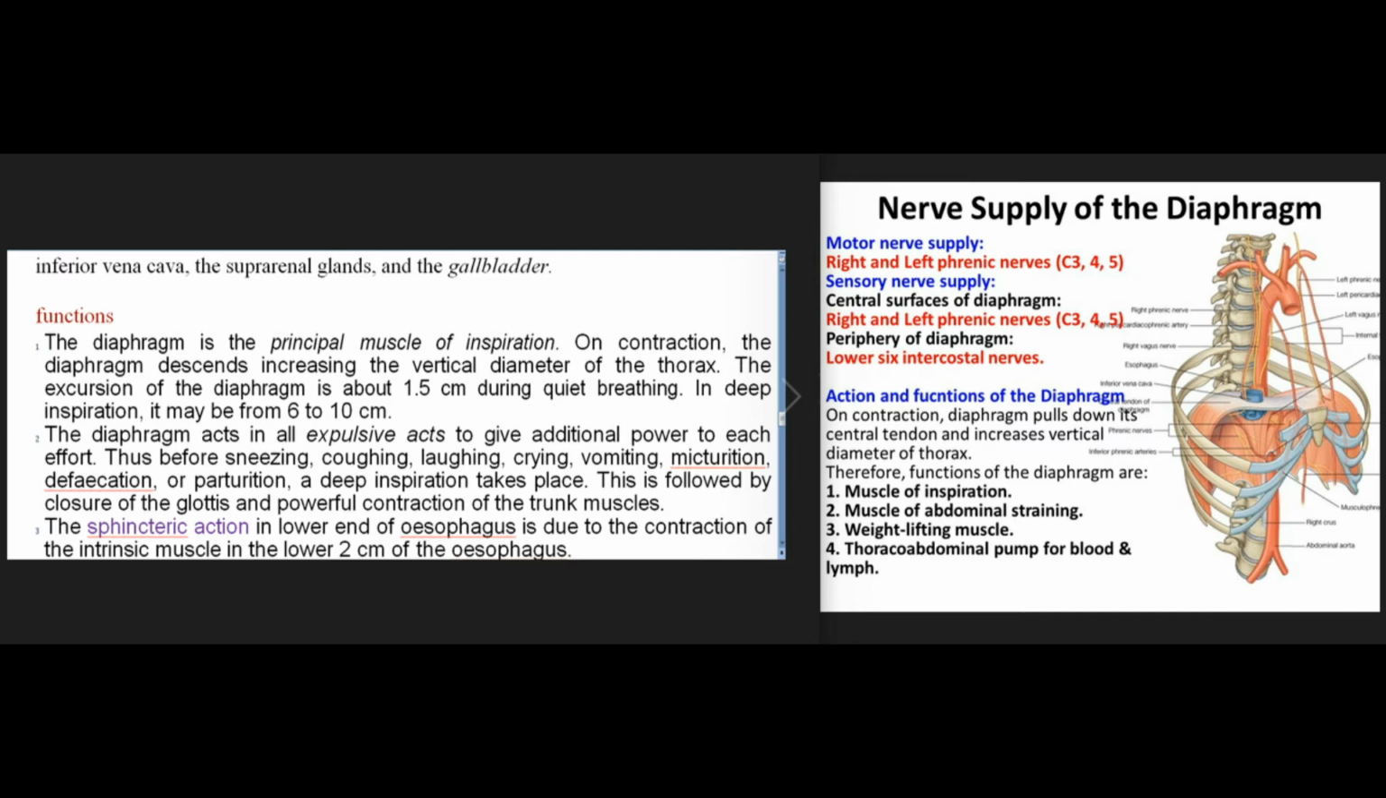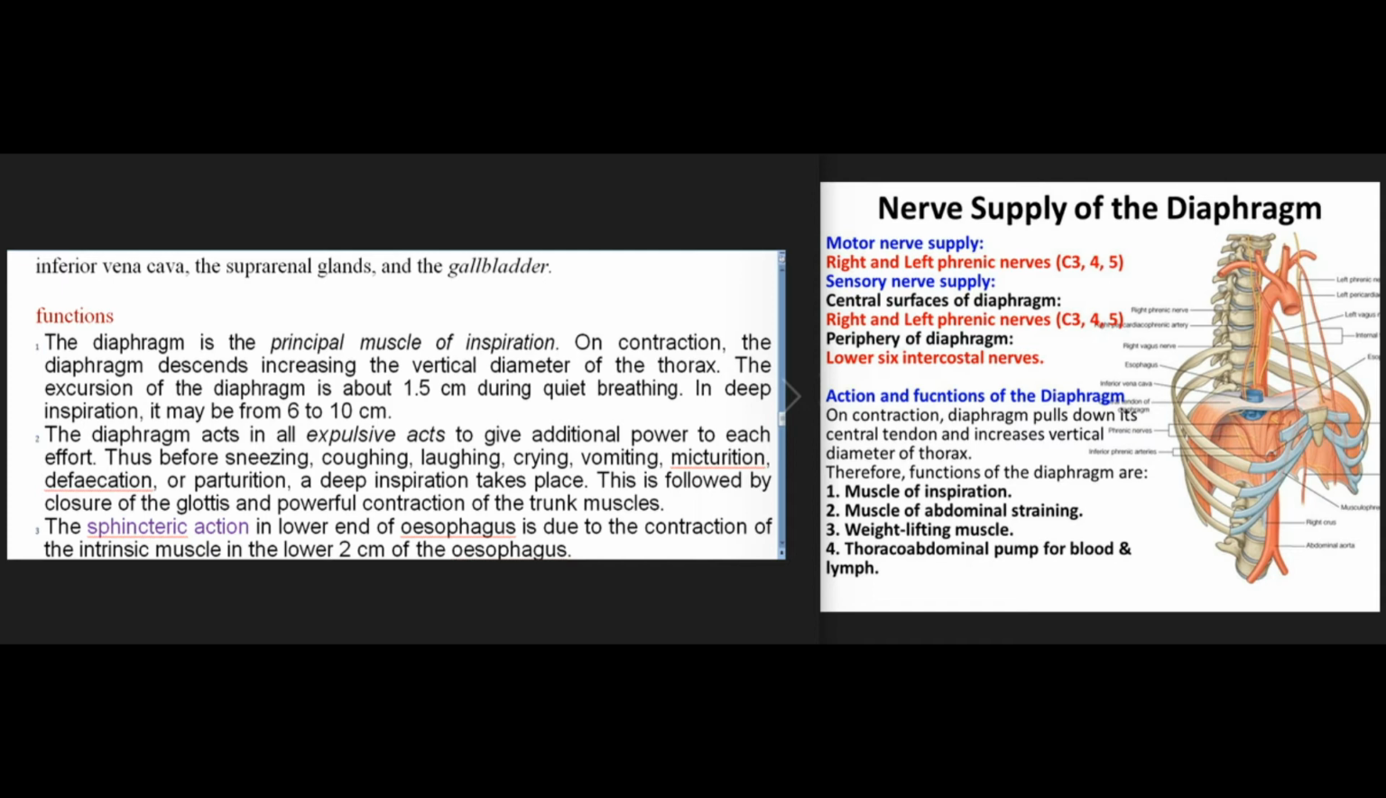Functions. 1. The diaphragm is the principal muscle of inspiration. On contraction, the diaphragm descends, increasing the vertical diameter of the thorax. The excursion of the diaphragm is about 1.5 centimeters during quiet breathing. In deep inspiration, it may be from 6 to 10 centimeters.